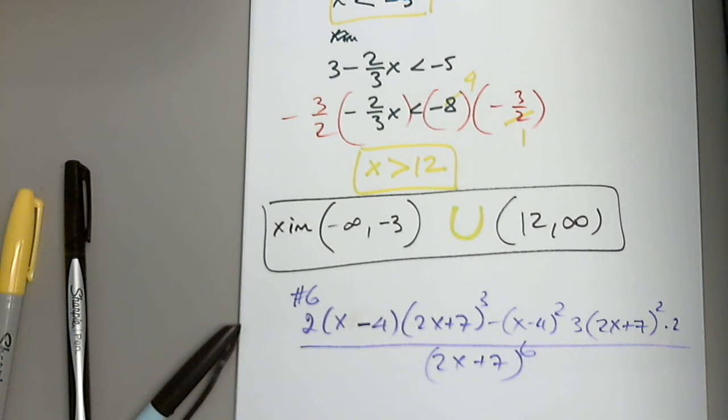So let's read the problem one more time. 2 times x minus 4 times 2x plus 7 cubed minus x minus 4 squared times 3 times 2x plus 7 squared times 2. How many terms do we see in the numerator? Exactly 2. That's why I read it one more time. This term minus this term. Why? Because these are products. They're all multiplied. It's one term. These are all multiplied. It's one term. Very good. Awesome. Thank you.